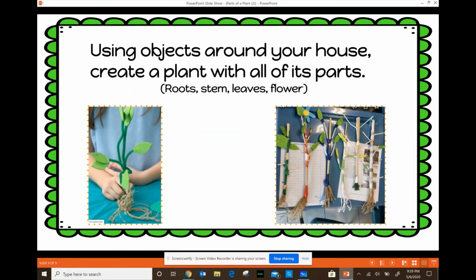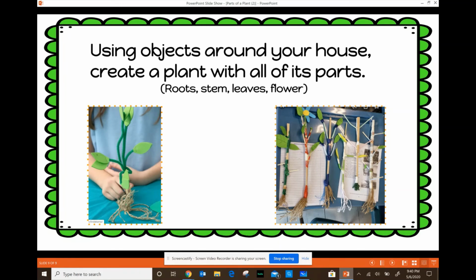So now it's going to be your turn to get creative, and your task on the learning board is for you to look around your house and use objects around your house to create a plant with all of its parts. Now, what I mean by all of its parts is all the parts that we've been learning about this week. Roots, stem, leaves, flowers. Find stuff that you can use to make your roots.